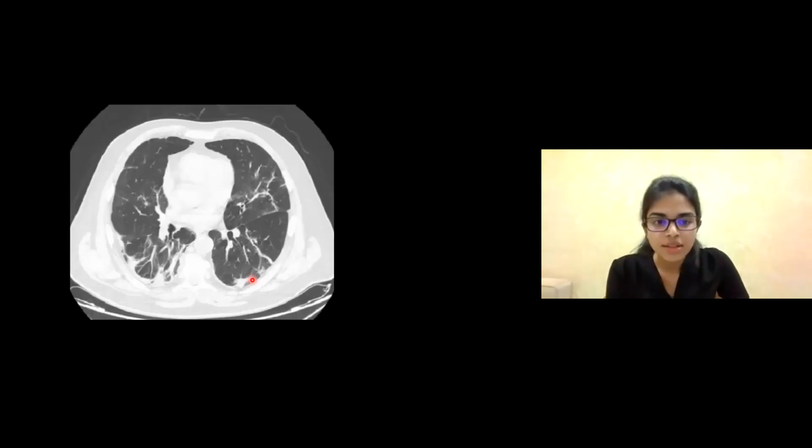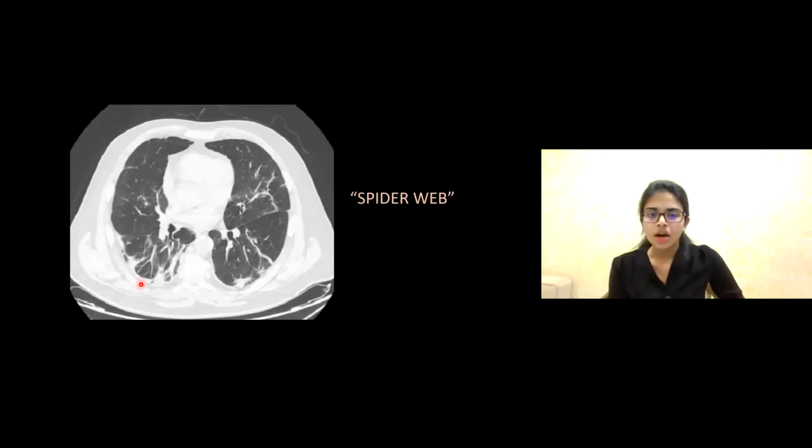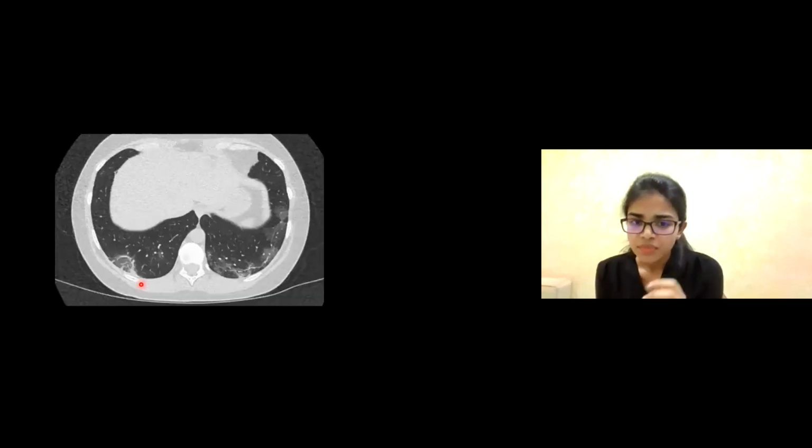So here in this picture, if you can appreciate, there is this triangular area of opacity in the subpleural location, and there is some amount of pleural pull also located here. This is called the spider web sign. It is a relatively late finding that you see in COVID when the infection is resolving. This is also a late feature that you see in COVID infection.